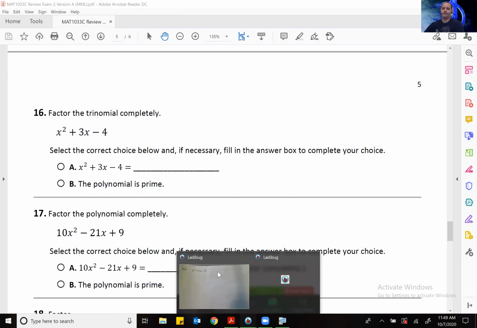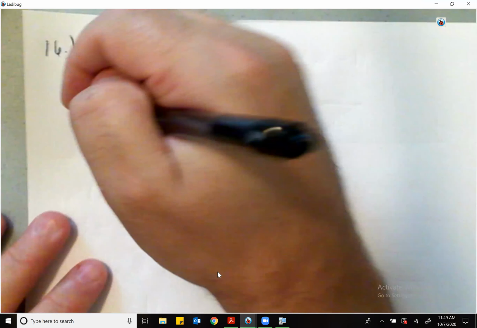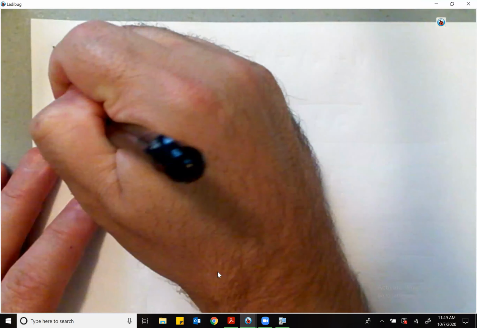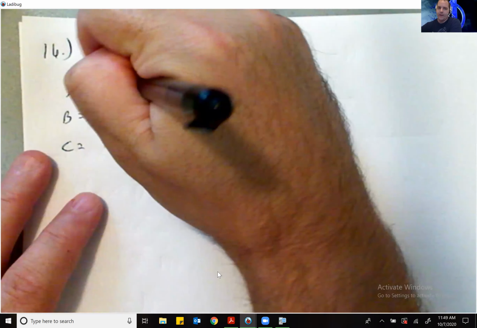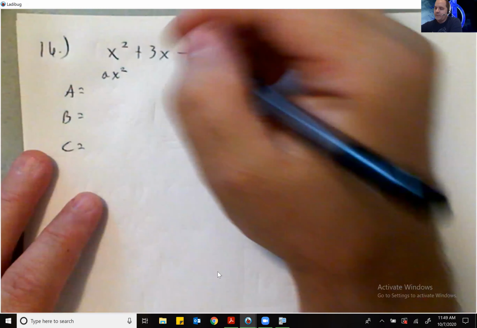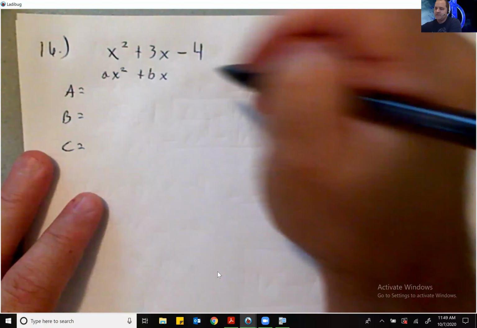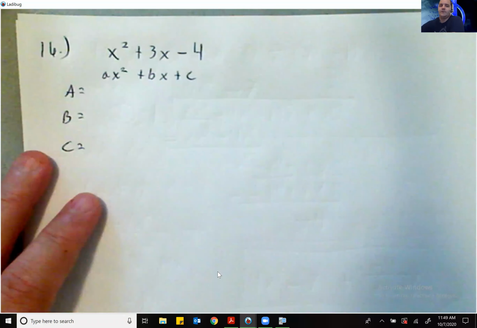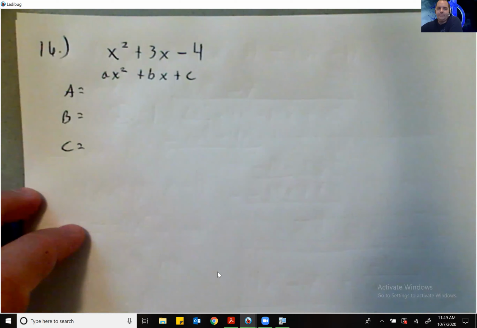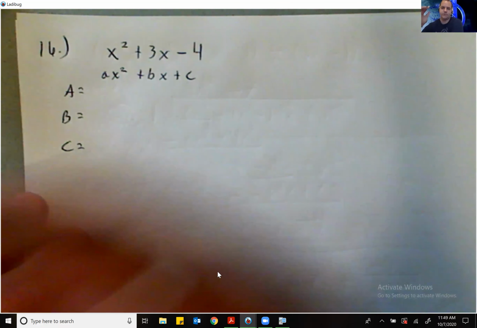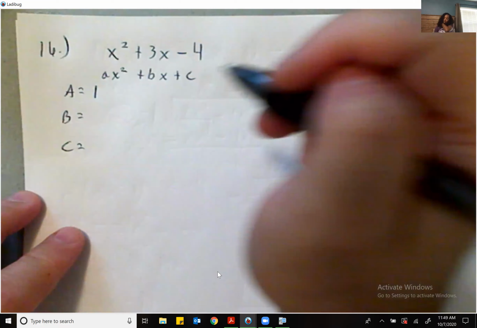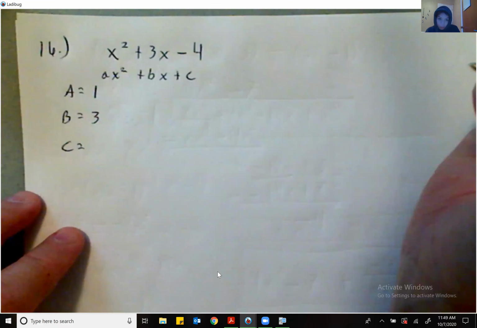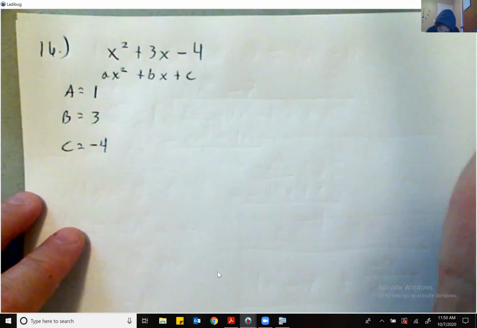Come on, you. So the AC method, the first thing you're going to do is tell me the A, B, and C. Remember that A is the number in front of the x squared, B is the number in front of x, and C is the number that's by itself. So what number is A, B, and C? These should not be variables, numbers. What's A? 1. B is what? 3. C is what? Negative 4. We want the sign with it.